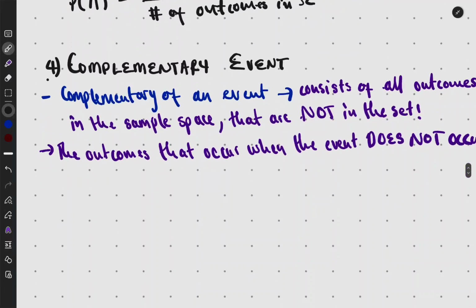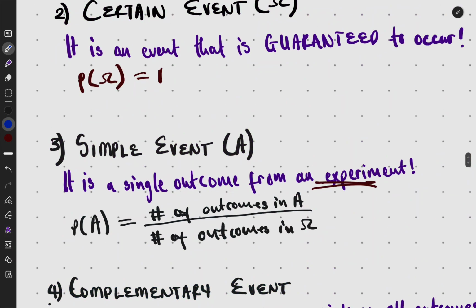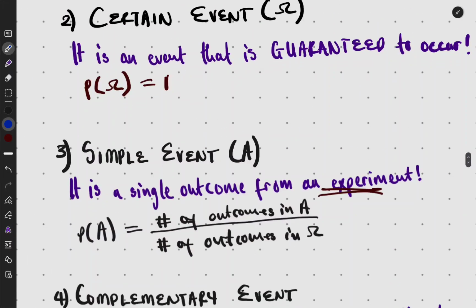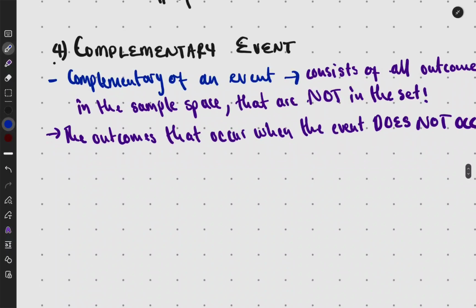Now, what about a complementary event? So we've talked about the simple event. It is a single outcome. Certain event is an event that is guaranteed to happen. This one is an event that cannot happen, the impossible one. It's an event that cannot happen under any circumstance.